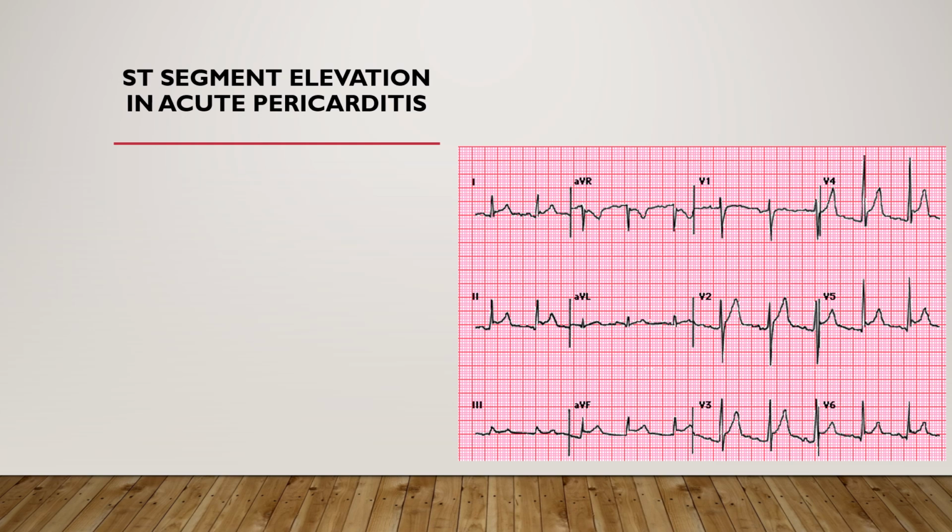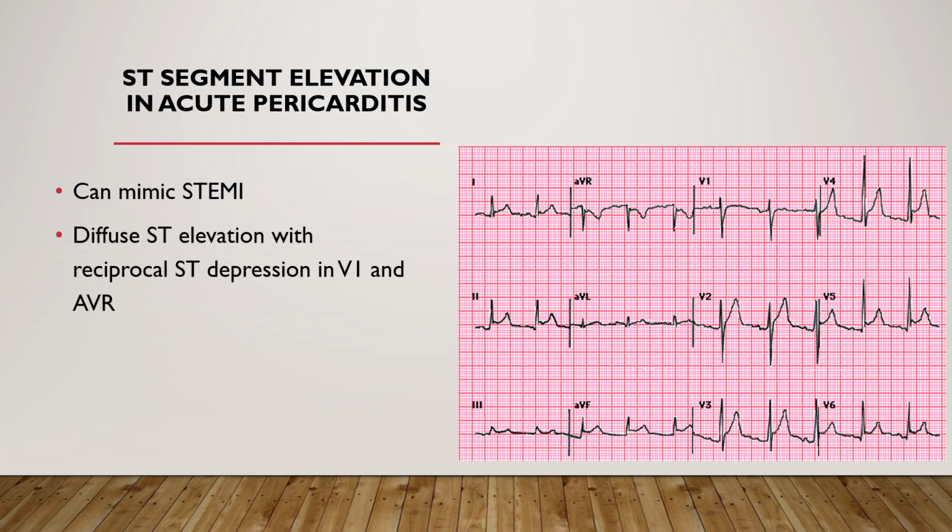Sometimes acute pericarditis can mimic acute myocardial infarction, both on the EKG and clinically, because quite often patients with acute pericarditis present with chest pain. Obviously, chest pain quality may be different, but this is beyond the scope of this lecture. In the acute setting, it is first important to rule out myocardial infarction before we start thinking more about pericarditis. So again, like I said, it can mimic ST segment elevation MI, and classically in pericarditis you have diffuse ST segment elevation with reciprocal ST segment depression in lead V1 and aVR.